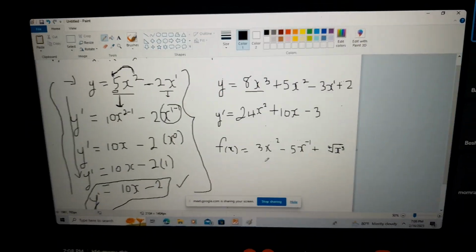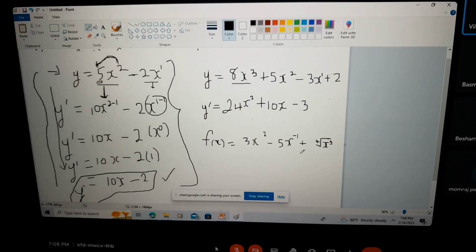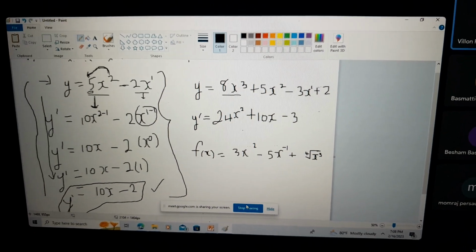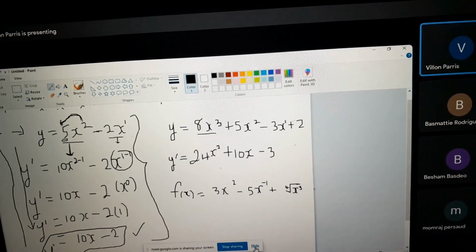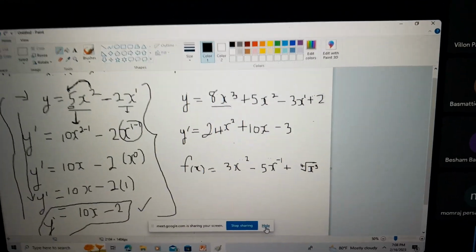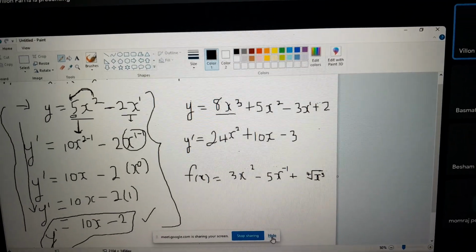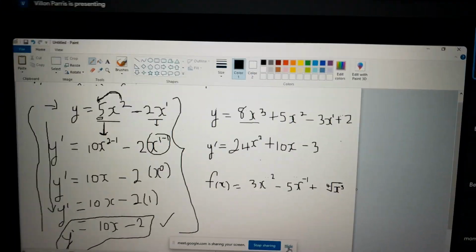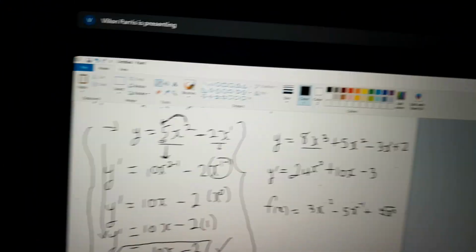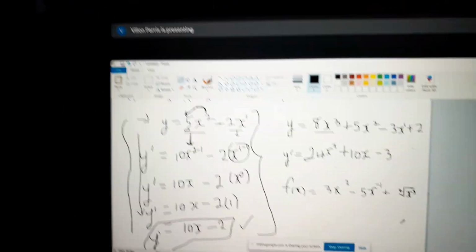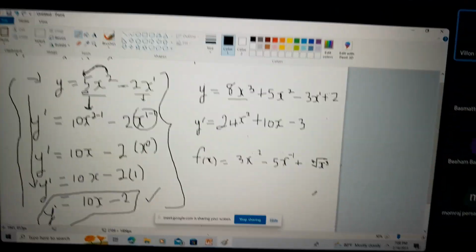So let's try this. I'll give you 2 minutes to try this. Ready for it? We'll make a try, sir. Mathematician? I want to hear one mathematician saying something. We will try, sir. Wonderful. That's the spirit. All right, so take 2 minutes and let's see what we'll get.